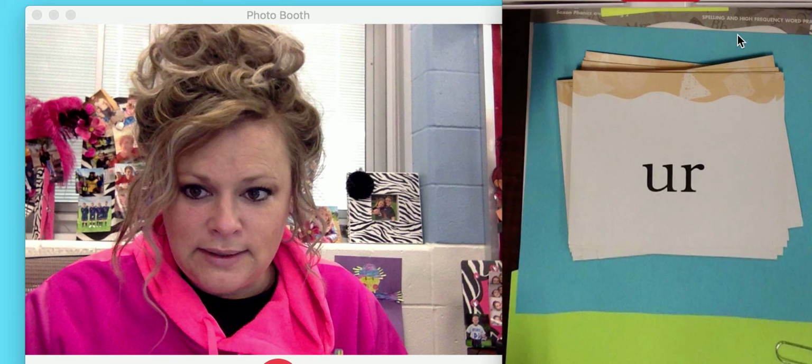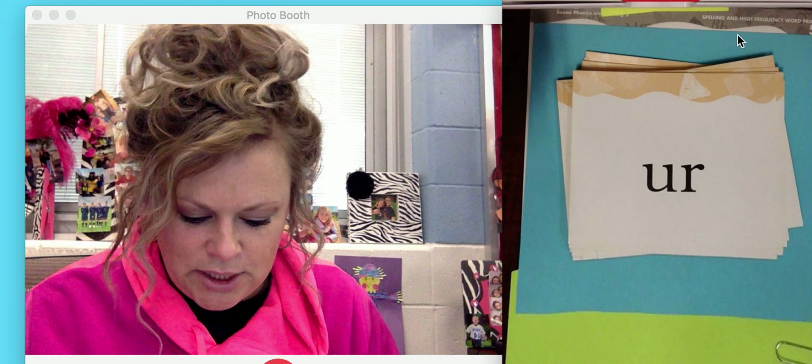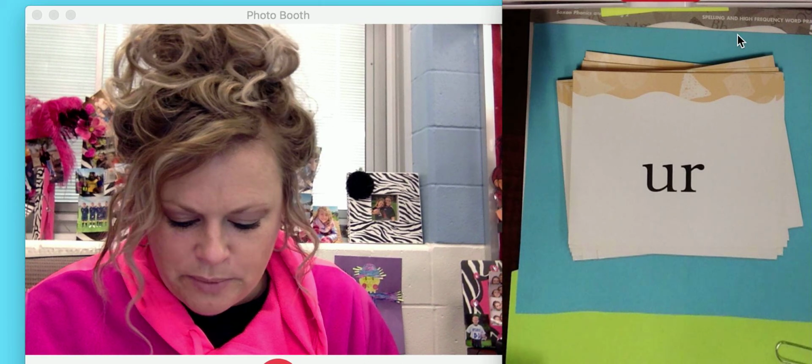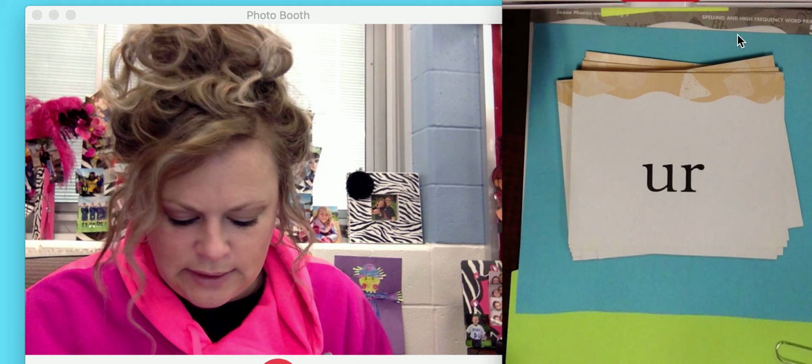I can see that my camera is a little glitchy today, so we're going to do a couple more cards and kind of slow down a little bit here. Let's do a couple picture cards.